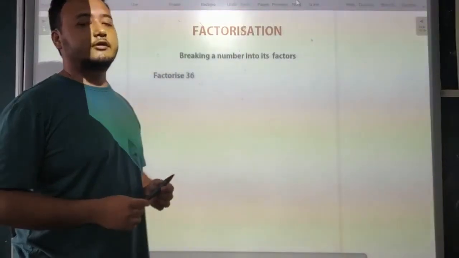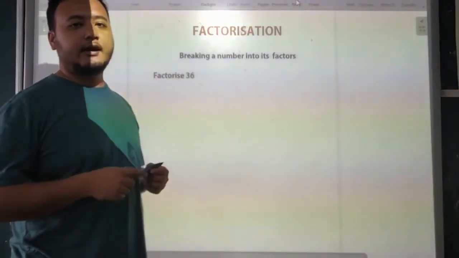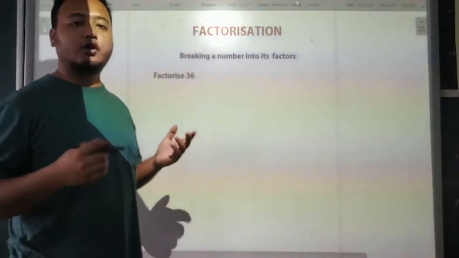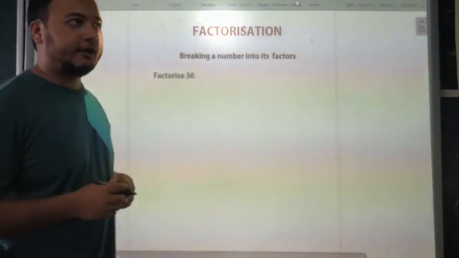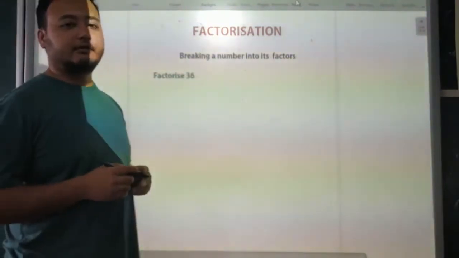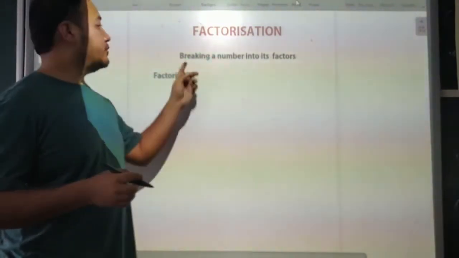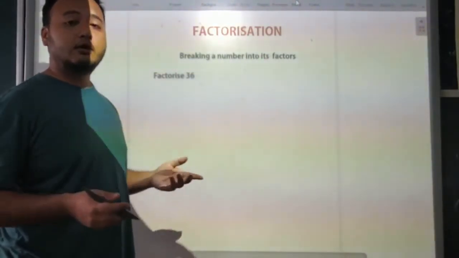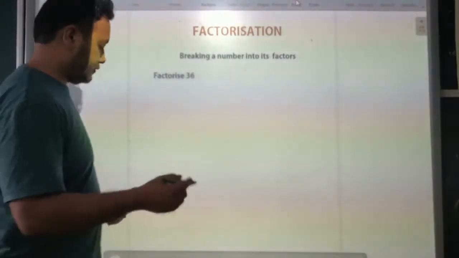So till now we have learned what factors are and how to find them. We've also seen what prime numbers and composite numbers are. So today we'll start with factorization. Now factorization means breaking a number into its factors or writing the number in terms of its factors like this.